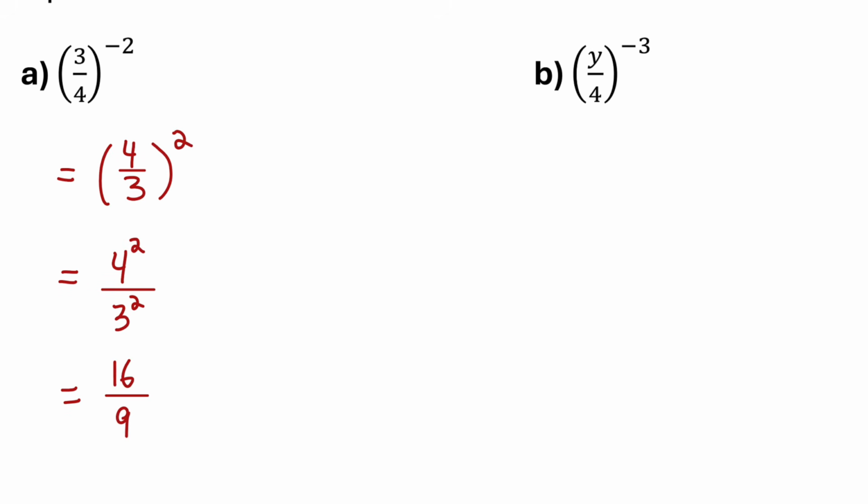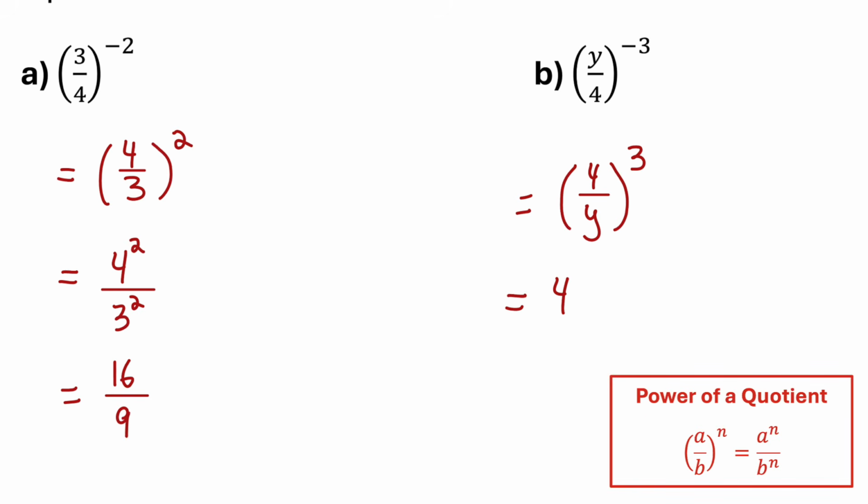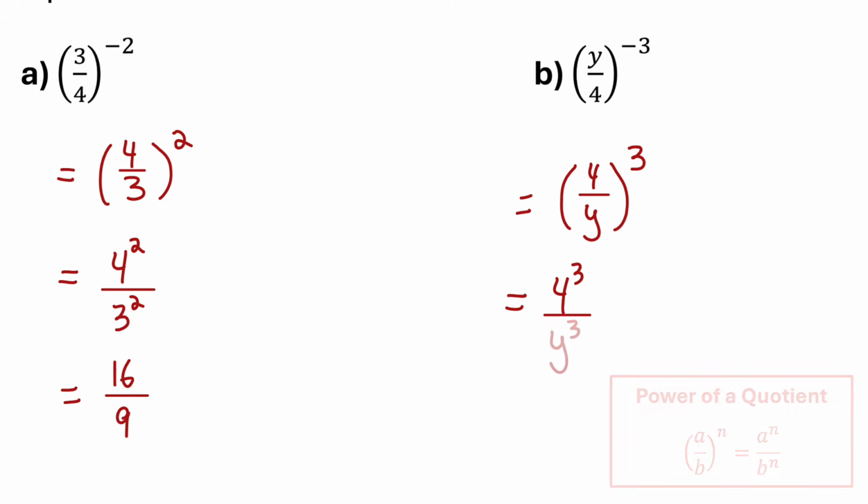For part B, I have a negative exponent on a rational base, so I can make this exponent positive if I write the reciprocal of the base. So change the base from y over 4 to 4 over y, and then make the exponent positive 3. And then using the power of a quotient rule, I change this to 4 cubed over y cubed, which is 64 over y cubed.